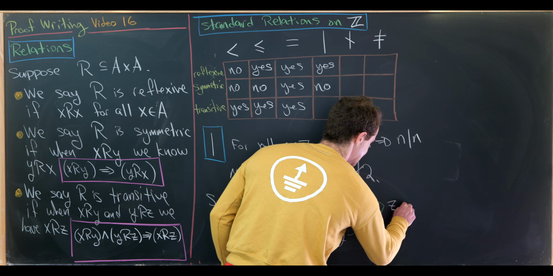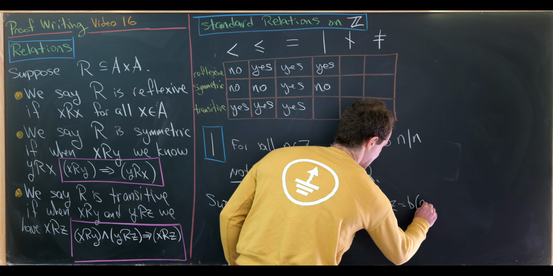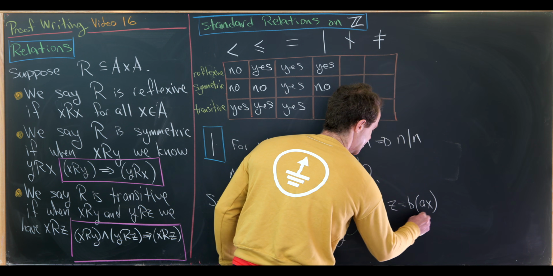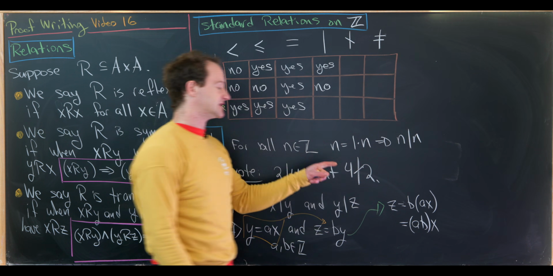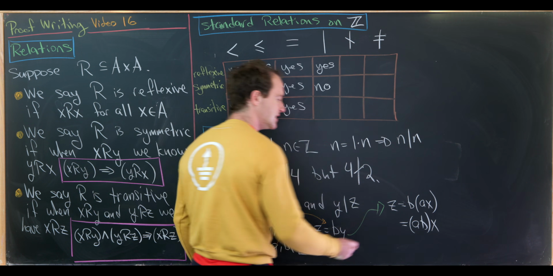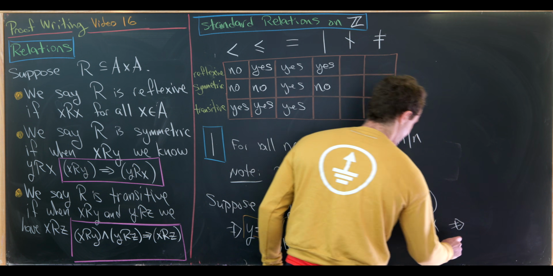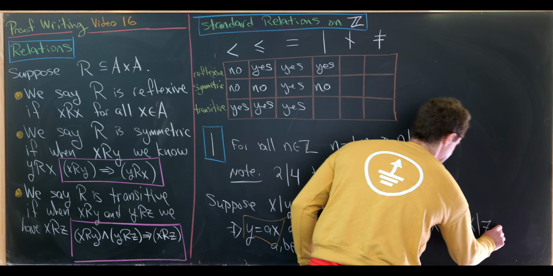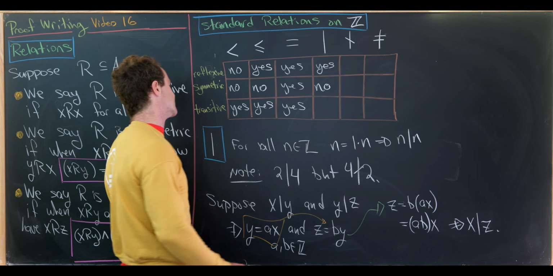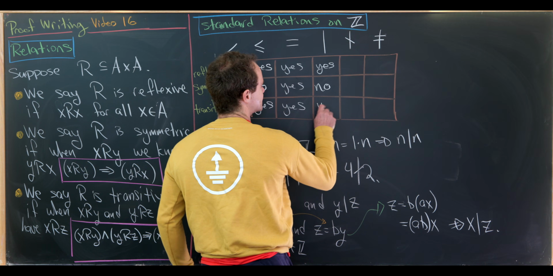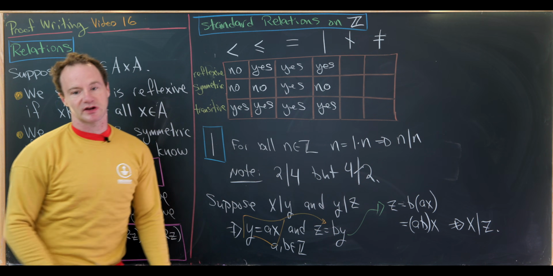We'll have z is equal to b times ax. In other words, it's equal to ab times x. But that means z is a multiple of x, but having z be a multiple of x means that x divides z. But that's exactly where we needed to end to show that this is transitive. So I'll put yes, this is transitive.